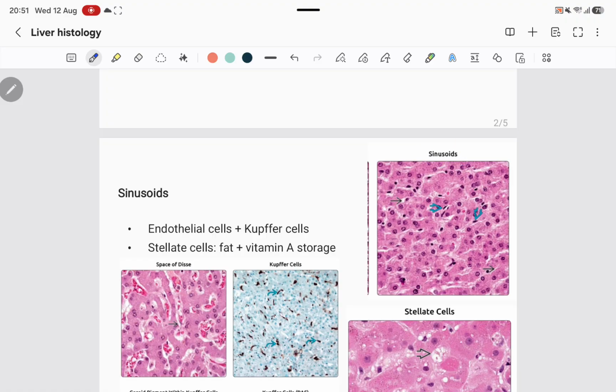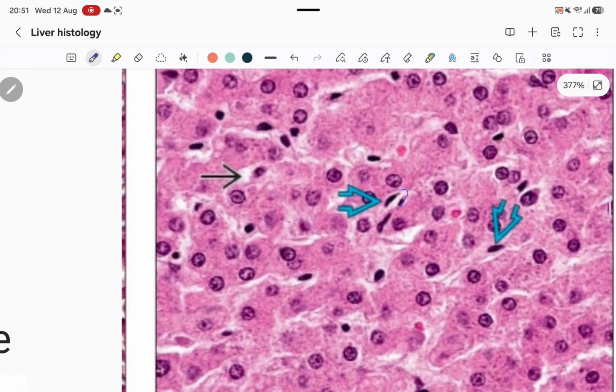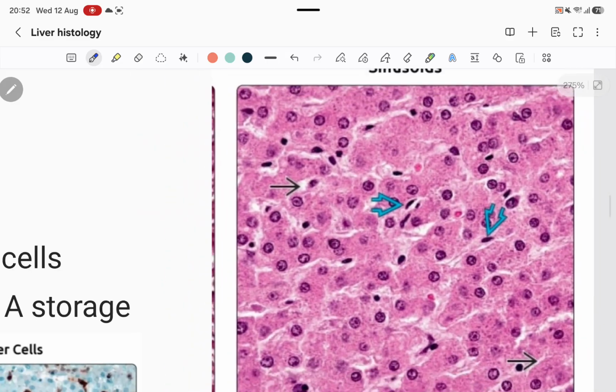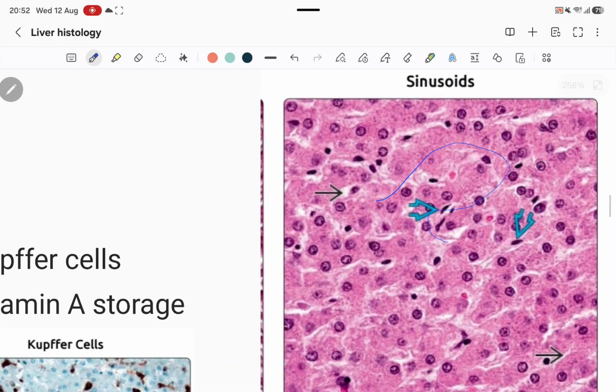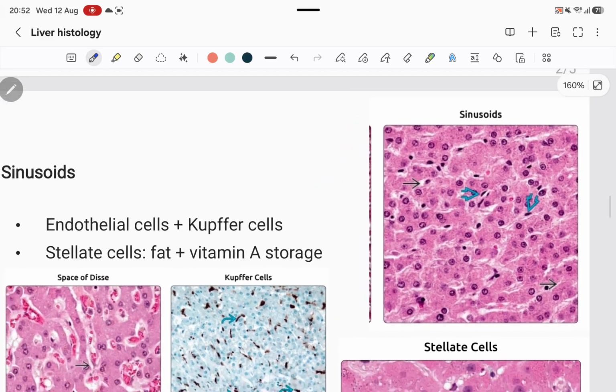Alright, sinusoids is a very important thing. Sinus is an empty space. Sinusoid is a near empty-looking space. These are lined by endothelial cells, so endothelial cells make up these areas. So there is an endothelial cell, it stops, and there is another endothelial cell, it stops, and then there is a far gap until another endothelial cell. Why is that? Because we want this blood to mix up in here and get all the exposure to the hepatocytes, so it increases the surface area.